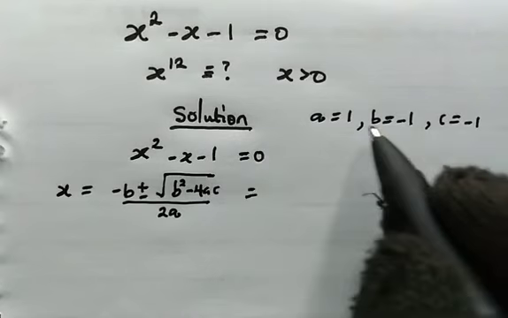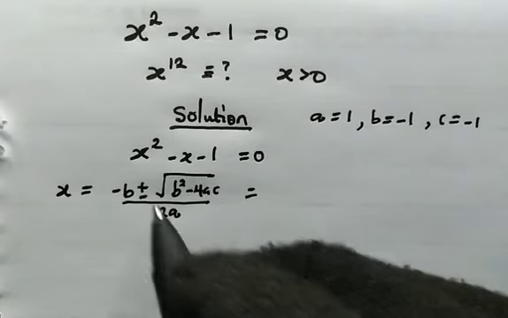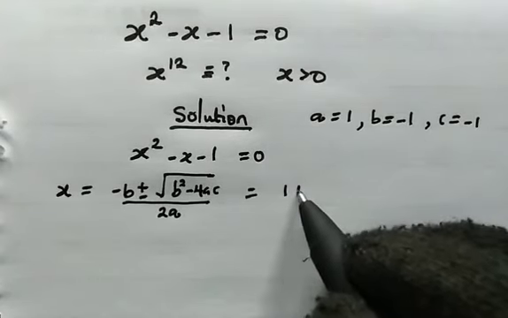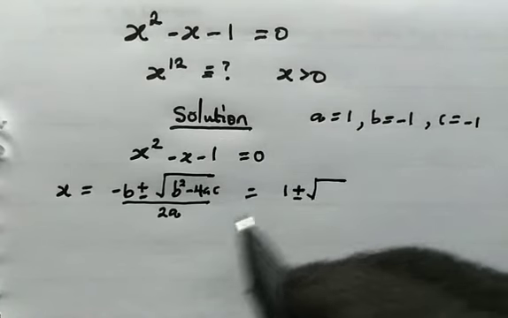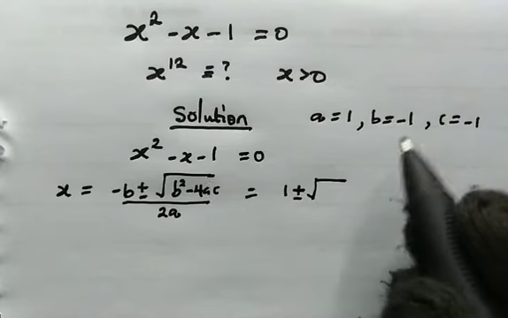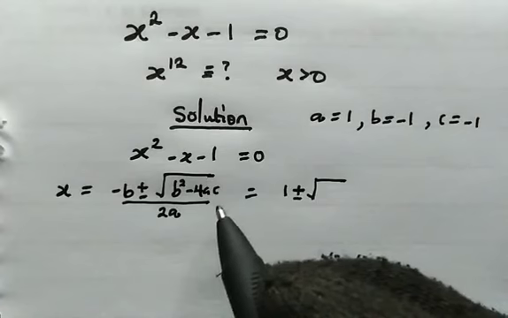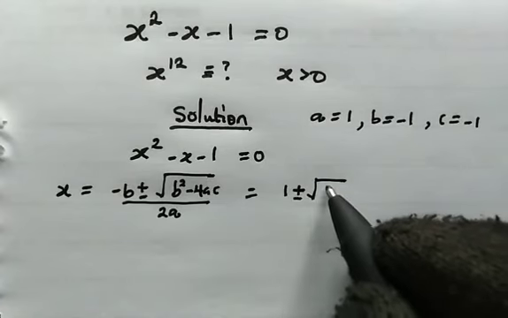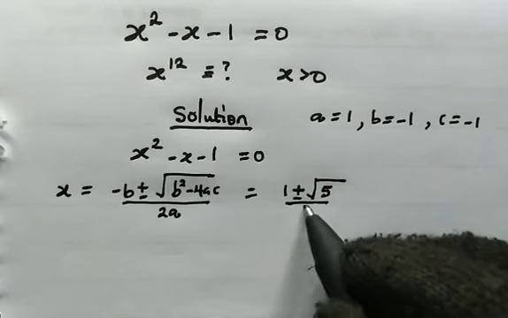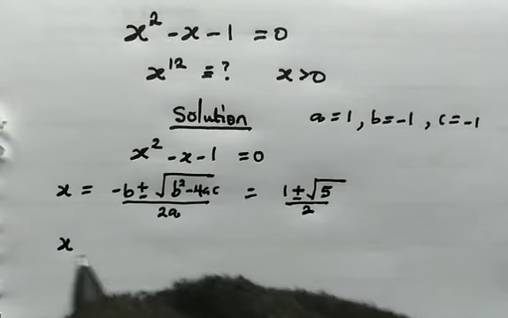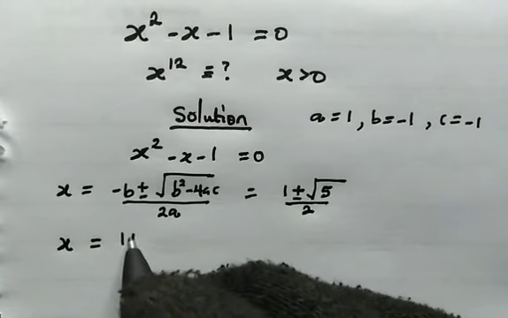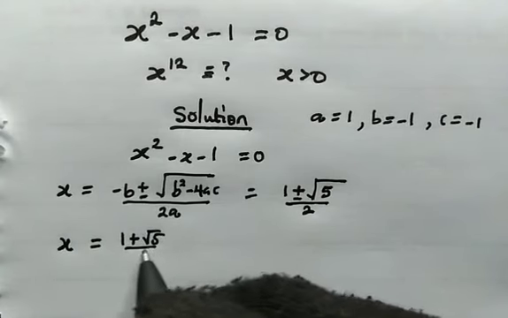Now, inputting this, we have negative b will be 1. Then plus or minus square root of b squared will be negative 1 squared, which is 1. Then minus 4ac, 4ac is negative 4. Then 1 minus negative 4 will give us 1 plus 4, which is 5. Then we have here over 2. So here we have x is equal to 1 plus root 5 over 2.